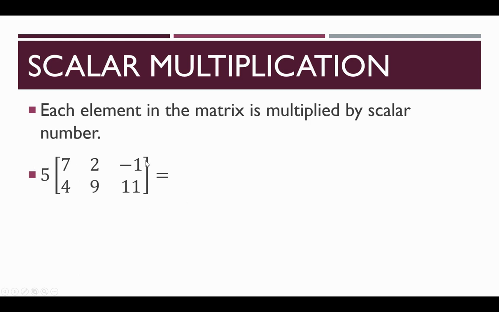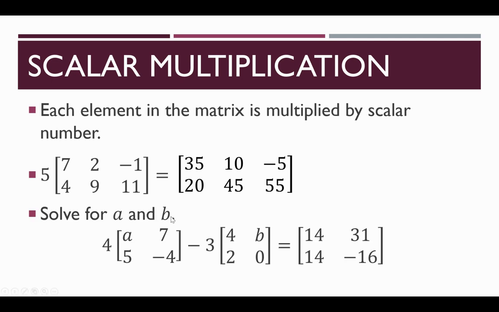When I do that, I just distribute this 5 into all the different parts. 5 times 7, 5 times 2, 5 times -1, 5 times 4, 5 times 9, 5 times 11 to get this matrix. In the same way, we can solve for A and B utilizing the same skill set. So we need to scale this 4 into this matrix and this -3 into this matrix, and then solve it. So when we do so, we get 14. So now we can solve for A and for B. A is 6.5, B is -1.